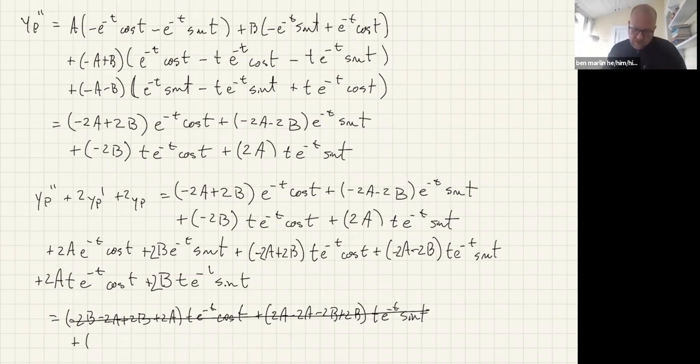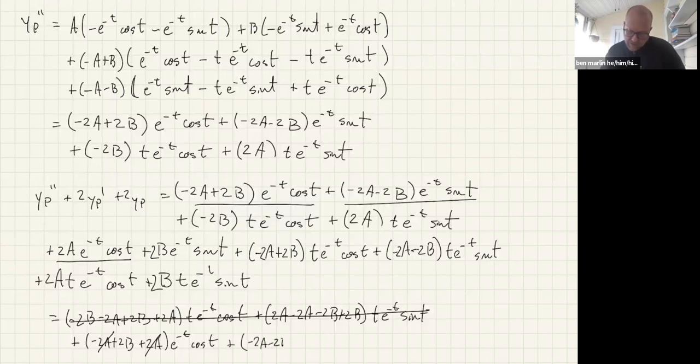Coefficients of just e to the minus t cosine t: minus 2a plus 2b. That was here, and then plus 2a here, and there's nothing else. E to the minus t cosine t, all right, plus, and now the coefficients for the sine, minus 2a minus 2b, and then where else does that appear? Here, plus 2b, e to the minus t sine t, and the b's cancel.